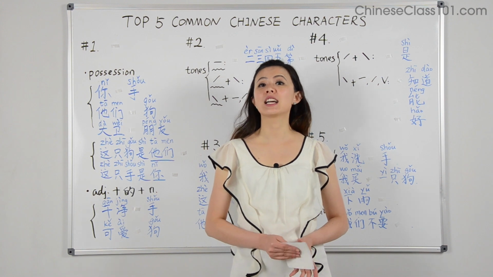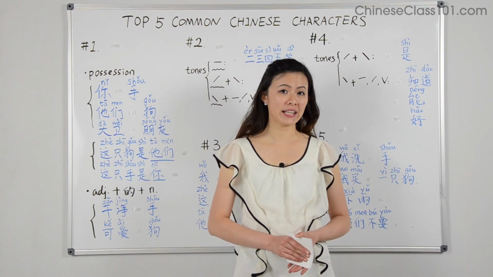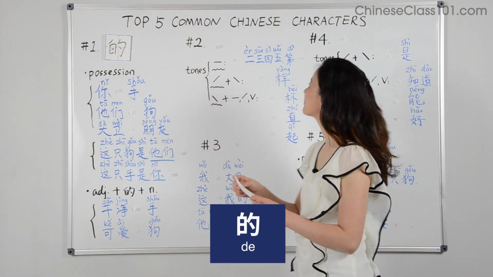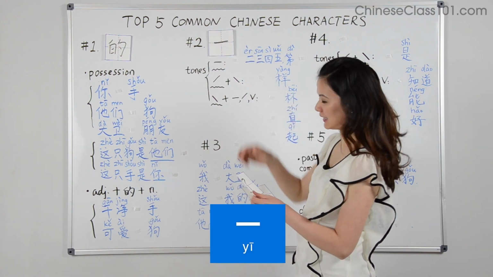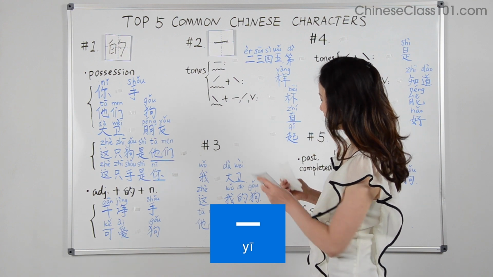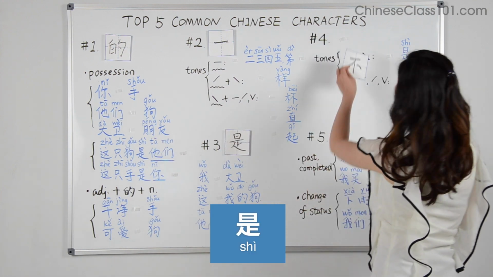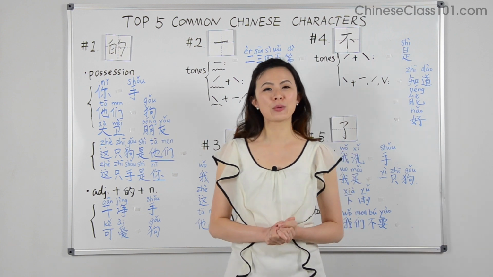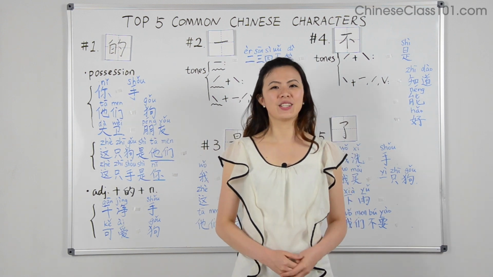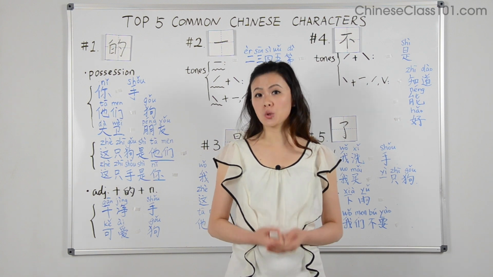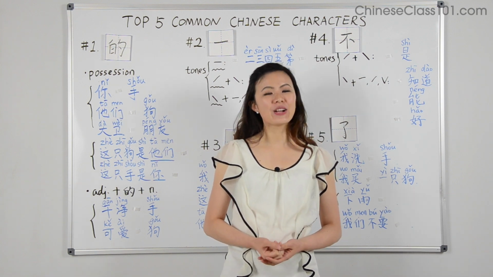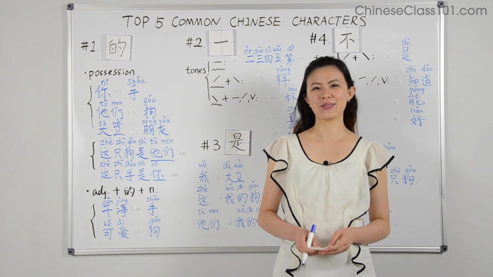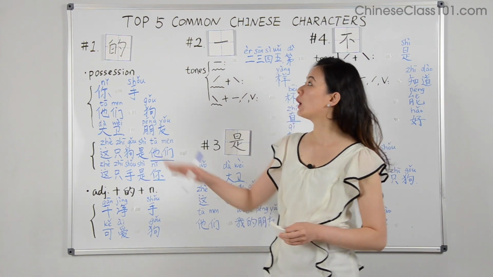According to data collected from classical and modern Chinese writings, these 5 characters, 的、一、是、不 and 了 are the 5 most commonly used Chinese characters. In this lesson, you will learn the pronunciation, stroke order, meaning, and usage of these top 5 most common Chinese characters. The first place of all the commonly used Chinese characters goes to 的.